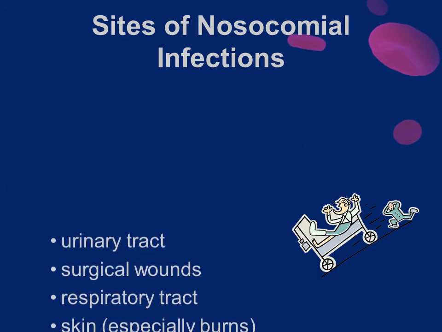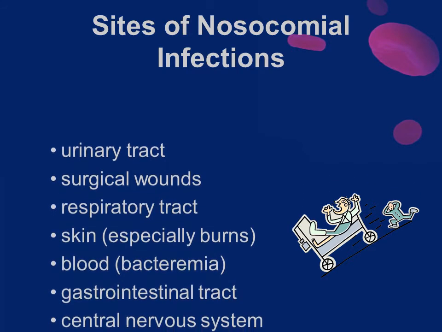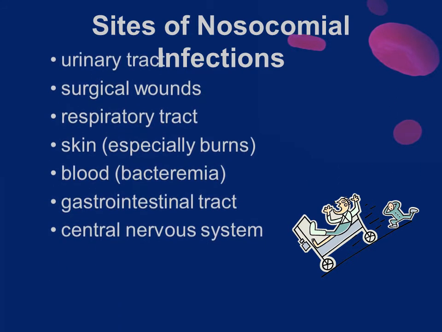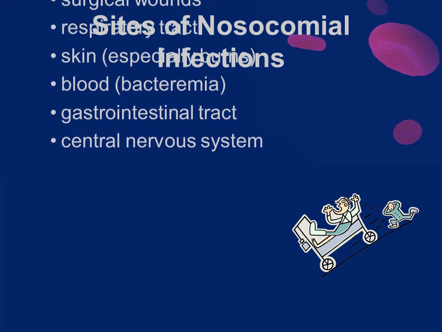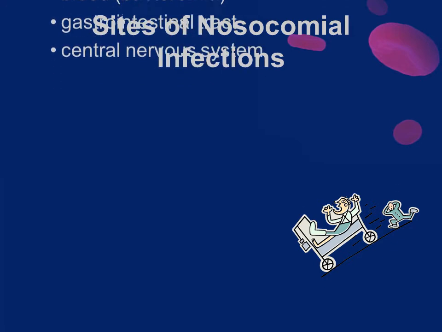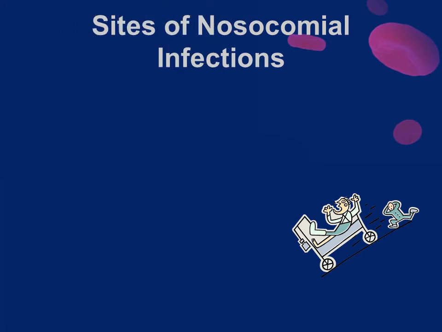The most common sites of nosocomial infections, in order from most to least common, are as follows: urinary tract, surgical wounds, respiratory tract, skin, blood, GI tract, and the central nervous system.